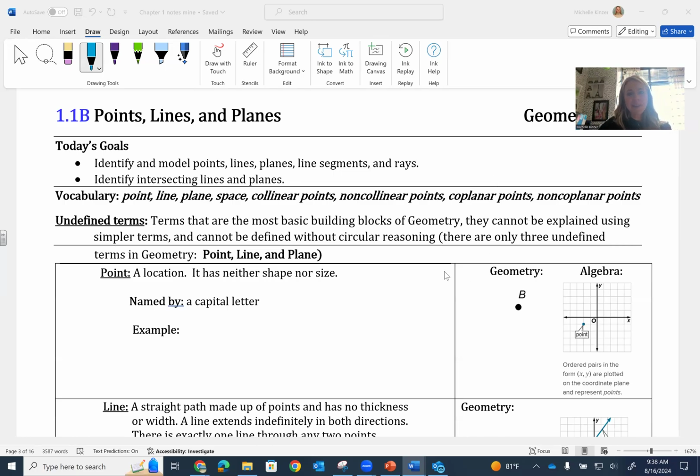Okay, hello and welcome. We're going to be talking about section 1.1b. And so let's take some notes together. And so here we go.